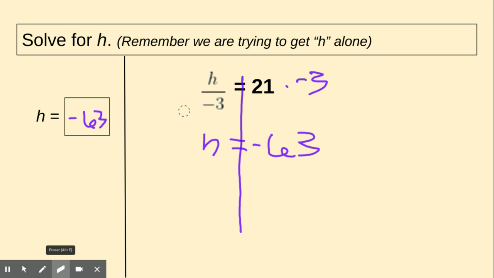If you guys have any questions on how to do these one-step equations, please send me an email and we can set up a Google Meet and I can better explain it. I really want you guys to understand this well, because we'll be having a quiz next week on one-step equations. So please send me an email if you are having any troubles.